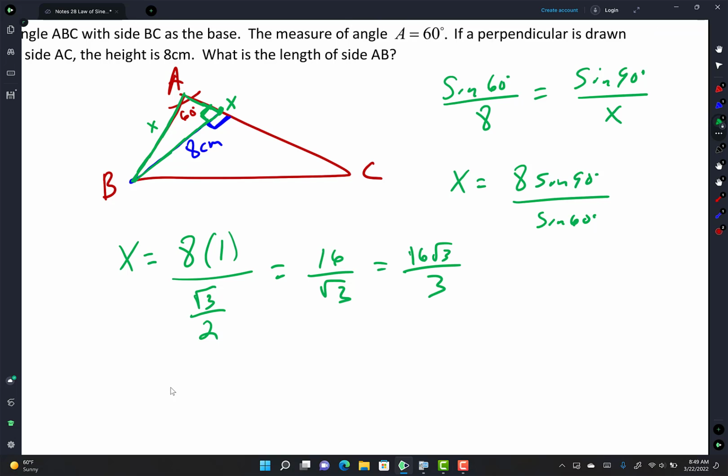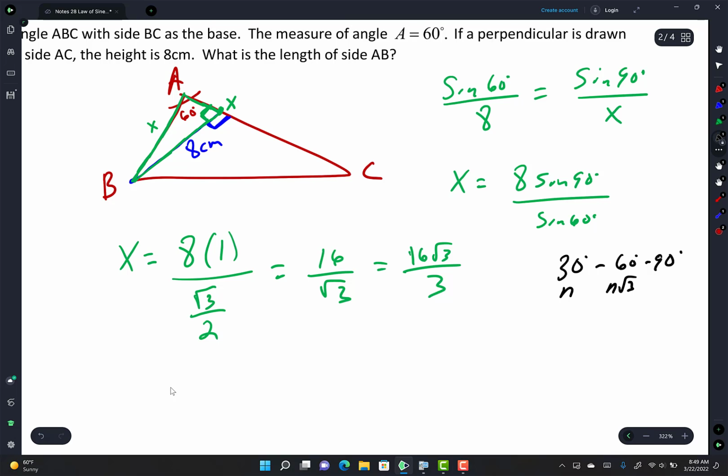I don't necessarily think that's the easiest route. I think there's an easier route. You guys want to see the other route? Do you remember the relationship between a 30, 60, 90 triangle? What is it? This is 2x. The opposite side is x.